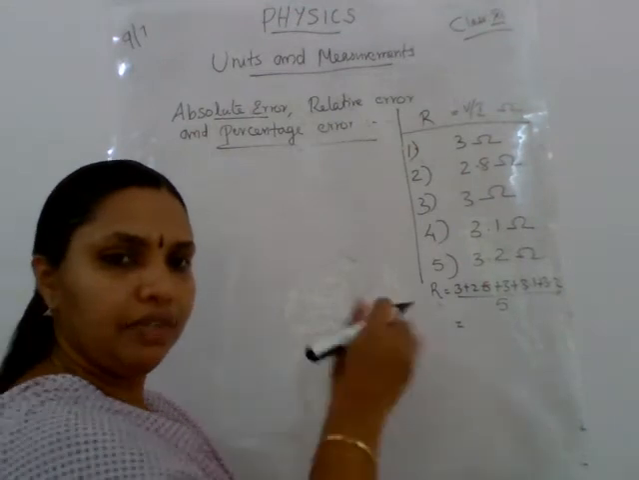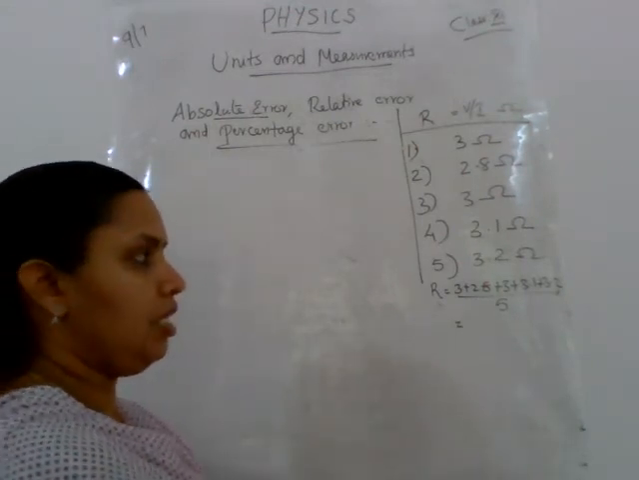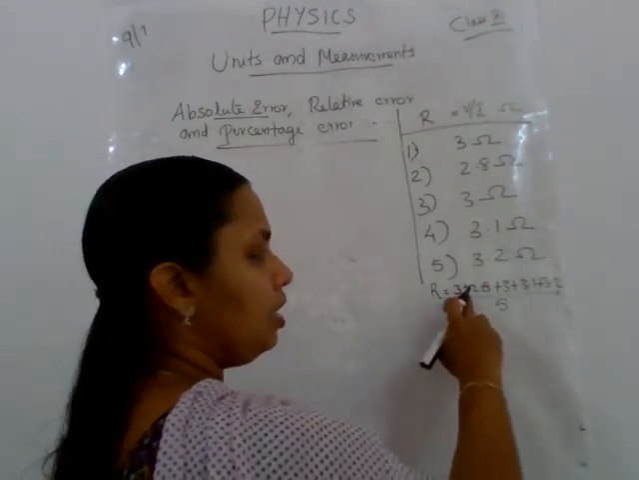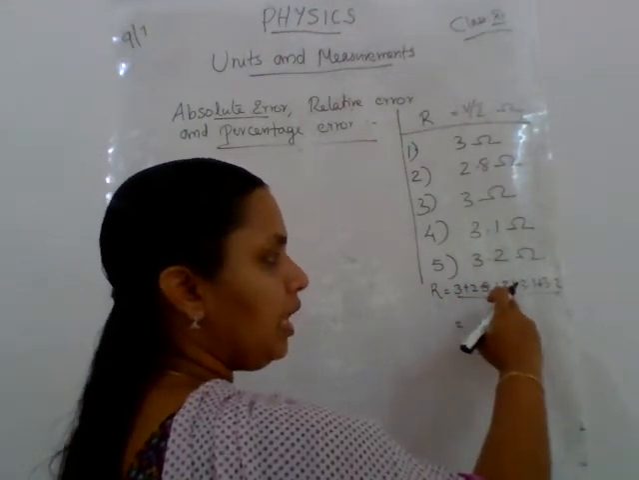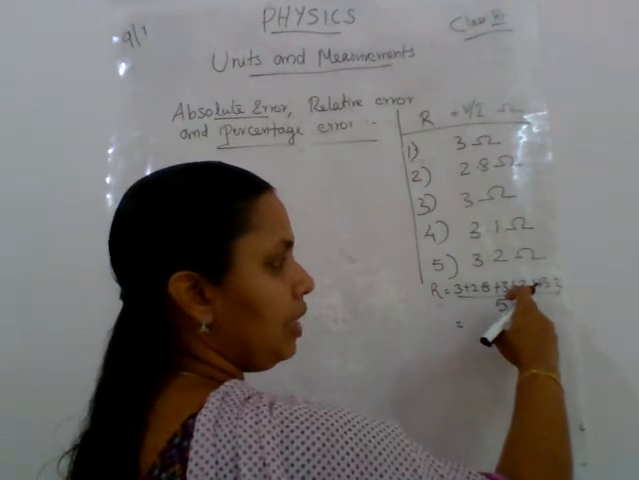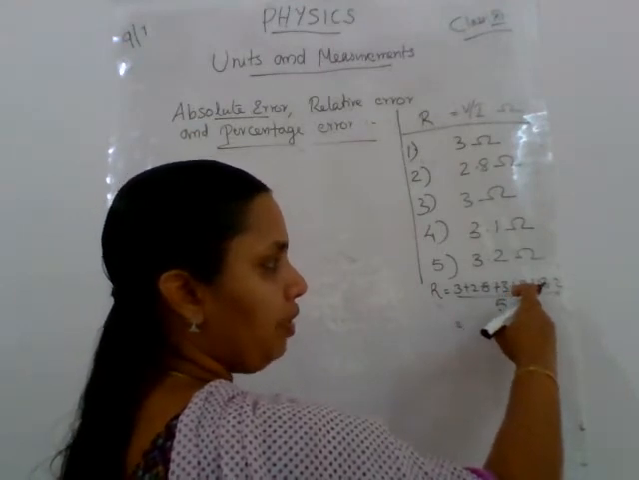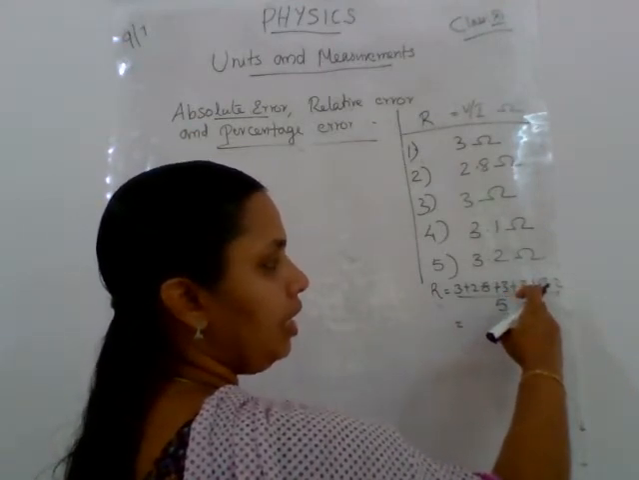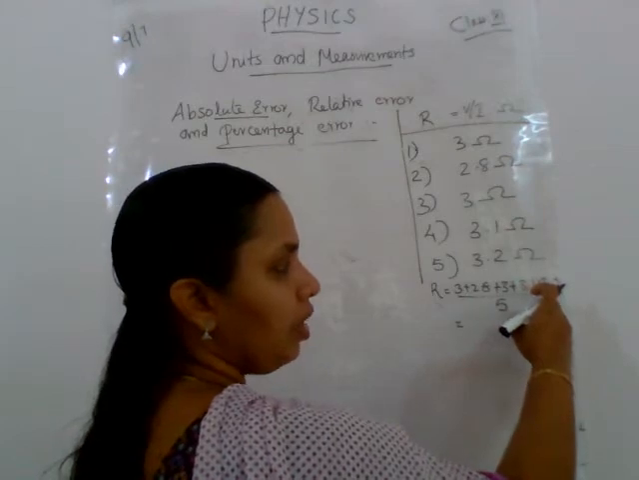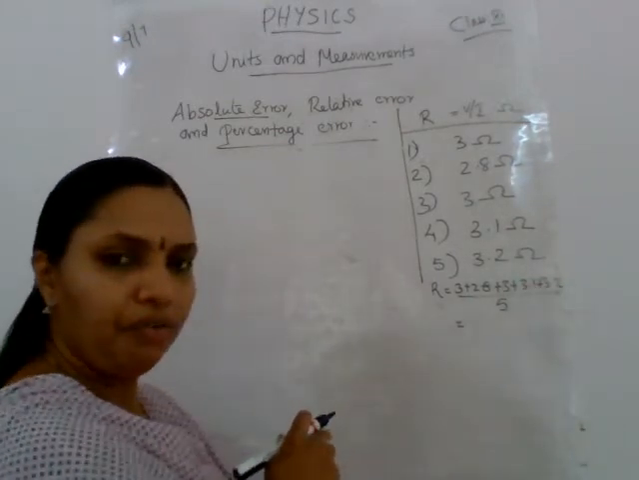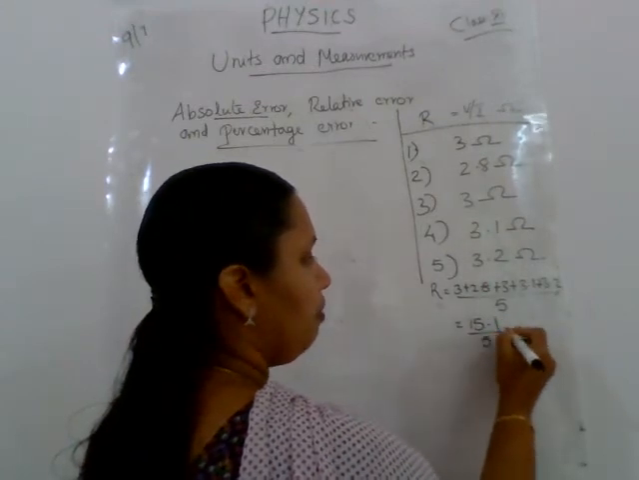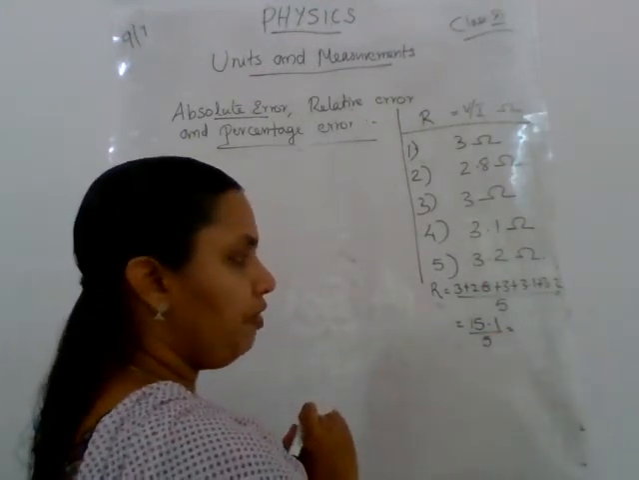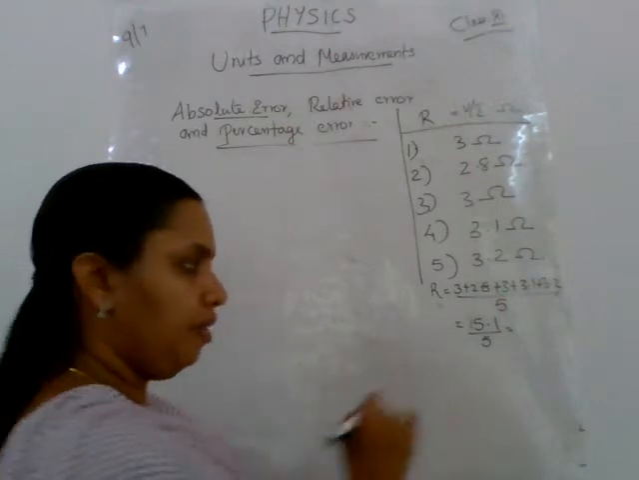Isn't it? Total divided by number of observations. Five. So how much is it? 3 plus 2.8 means 5.8, plus 3 is 8.8, plus 3.1 is 11.9, plus 3 is 15.1. So here it is 15.1 divided by 5.